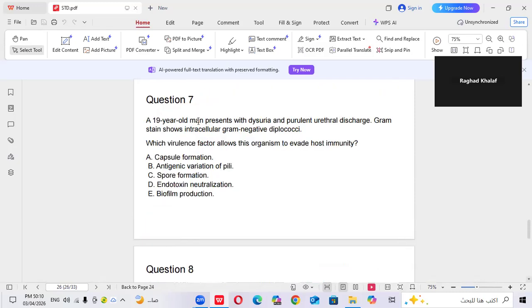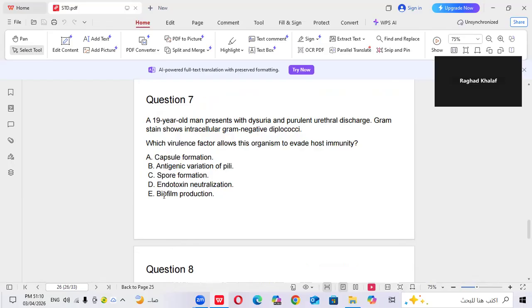Question 7: a 19-year-old man presents with dysuria and purulent urethral discharge. Gram stain shows intracellular gram-negative diplococci. So he's telling you that this man has gonorrhea, because it's purulent and it's gram-negative diplococci. Which virulence factor allows this organism to evade the host immunity? How can gonorrhea evade the host immunity? Is it by using a capsule, antigenic variation of the pili, spore formation, endotoxin neutralization, or biofilm?